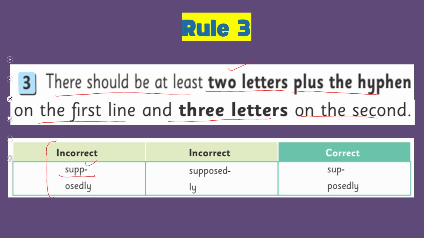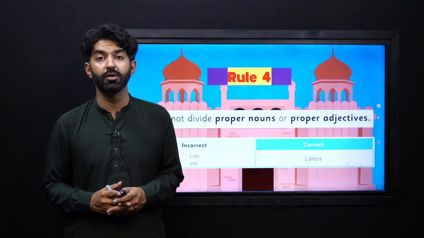This is not the correct way of dividing the word into different parts using hyphen, and this is also not the right way because there are just 2 letters at the second line. We will divide this word supposedly in this way. Our hyphen will be coming in the first line and the remaining part will come in the next line or on the next page. So you need to be careful about this rule.